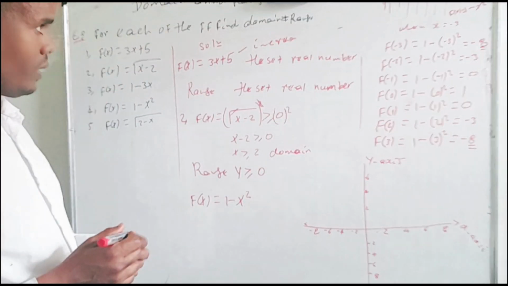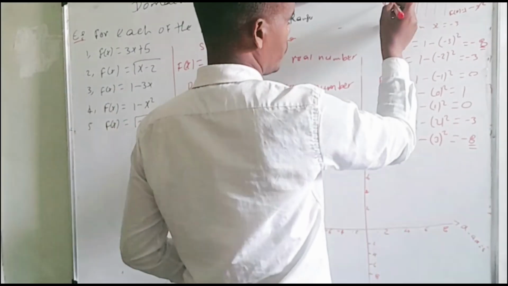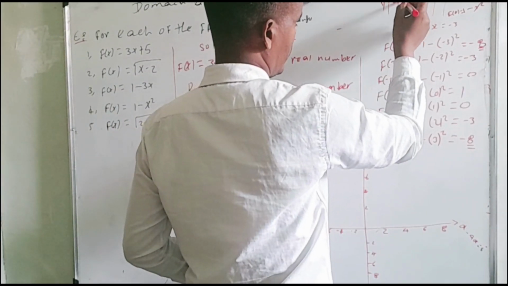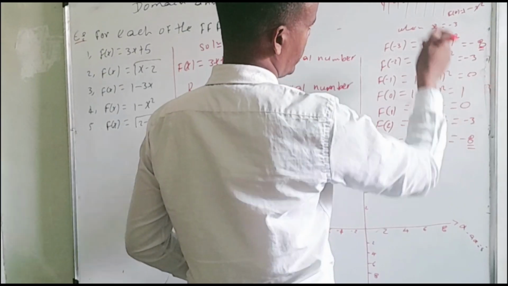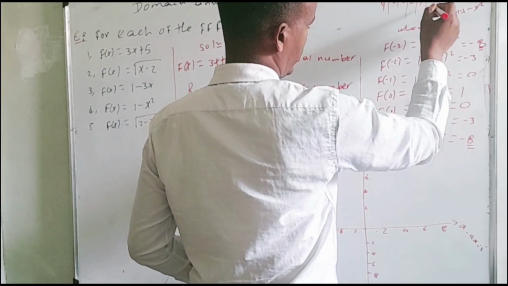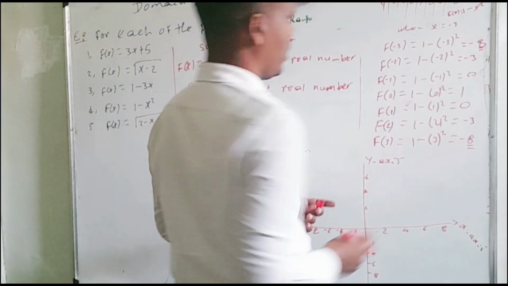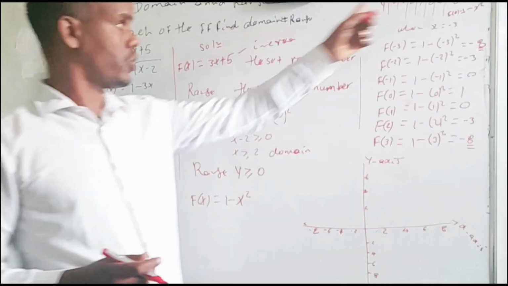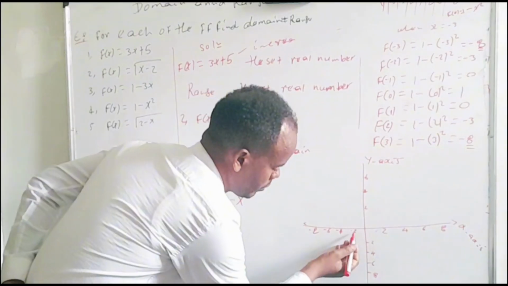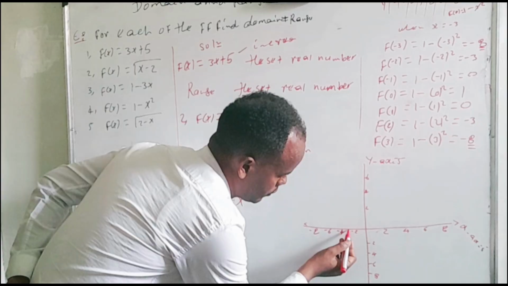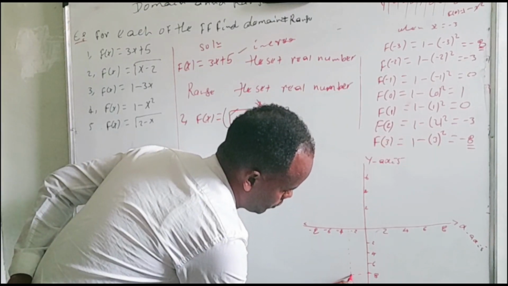Okay, what are the ordered pairs of the graph? When x is equal to minus 3, y is equal to minus 8. Minus 3 means between minus 2 and minus 4, which is at this point. So this will be at y equal to minus 8.